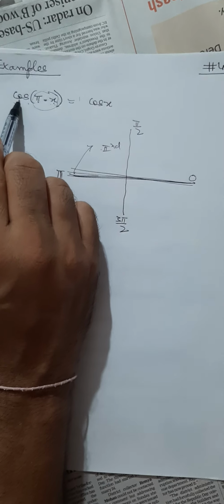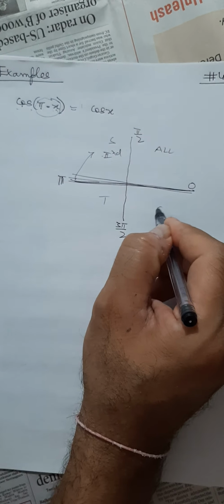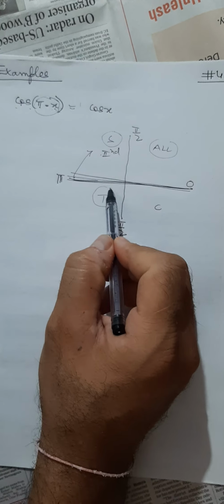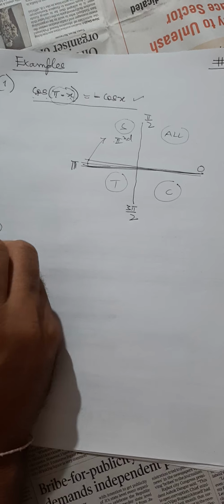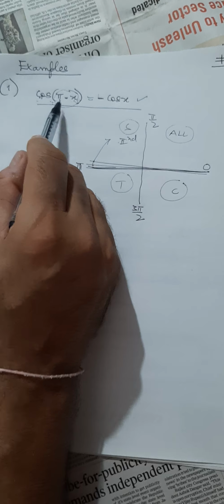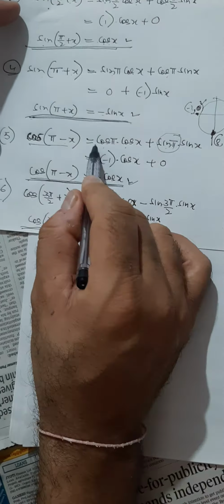In the second quadrant, to know whether the given function is positive or negative, you recall All, S, T, C. All trigonometric functions are positive, sine and cosec are positive, tan and cot are positive, cos and sec are positive. So in the second quadrant, cos is negative, so your minus sign here. So this is your answer without expanding. Right? Let me write one more. Just to remind you, we did this: cos(pi minus x).